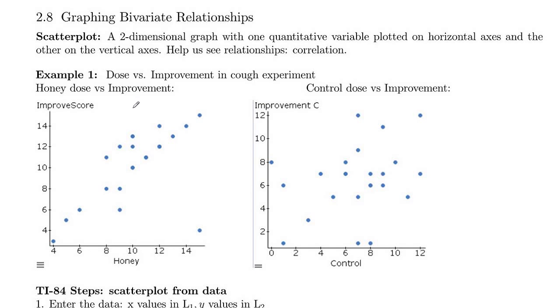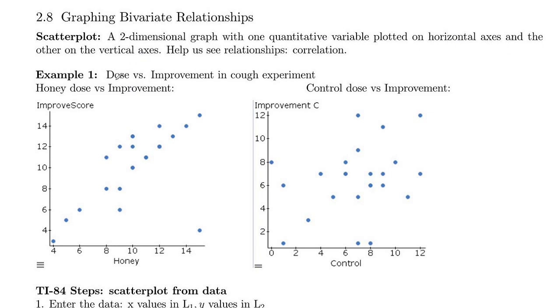When we have two quantitative variables, it's sometimes helpful to graph using a scatter plot. So these are bivariate relationships, two variables at the same time. In a scatter plot, you graph one quantitative variable on the horizontal axis and the other on the vertical axis. This helps us see relationships, correlations, associations.